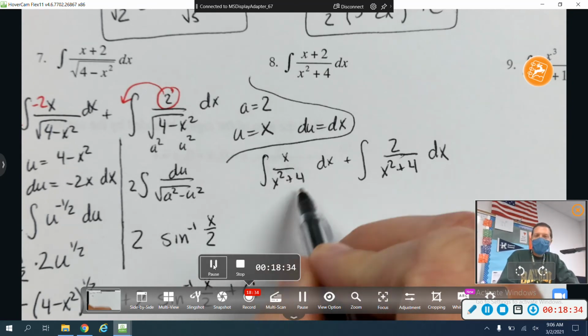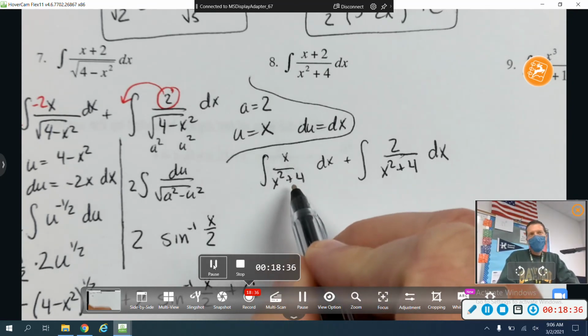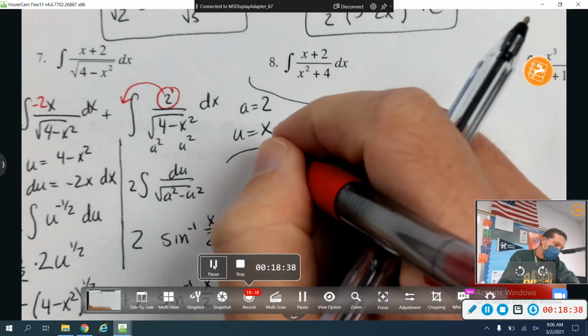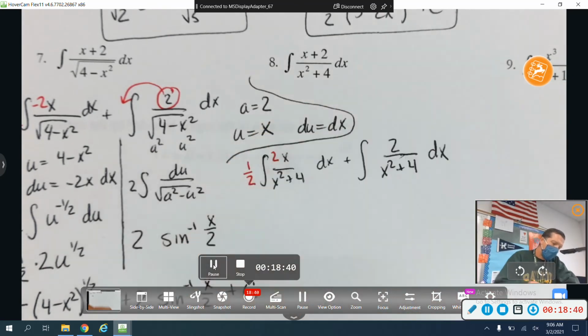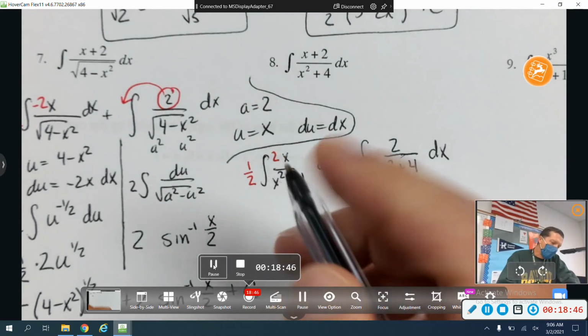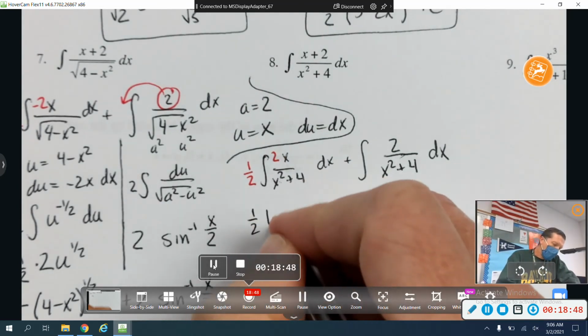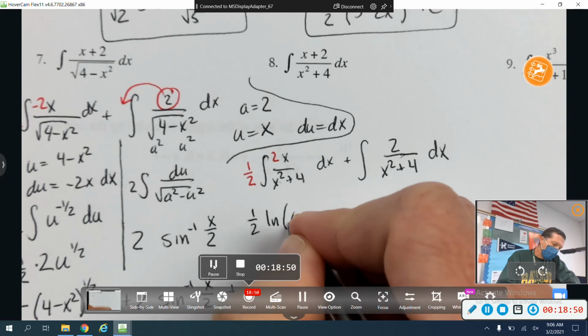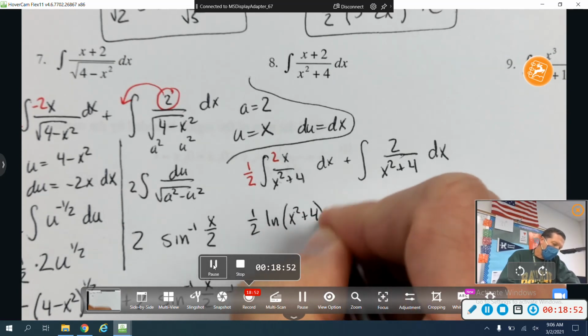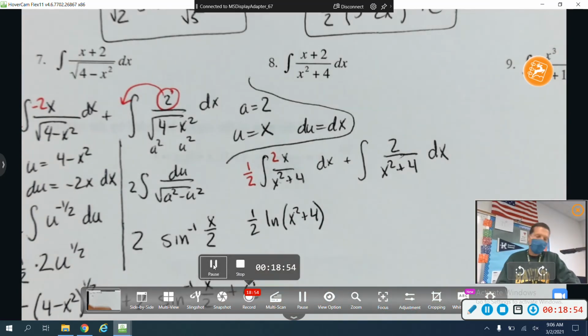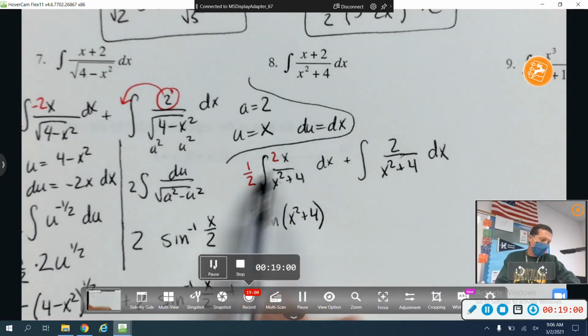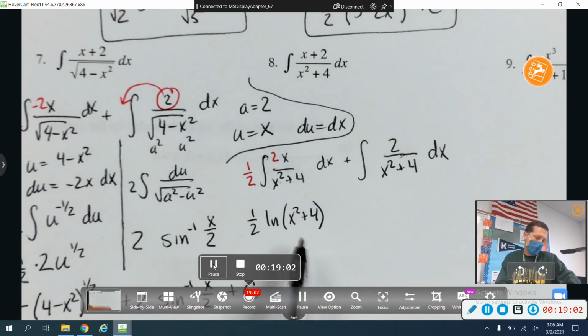I know u is going to be x squared plus 4. That means du would be 2x. I'm kind of u substituting on the fly on this one, in my head. So that's going to be du over u. So I know this one's going to be natural log of x squared plus 4. In fact, that's not too bad to check, because it would be 1 over x squared plus 4 times 2x, and then the 1/2 would cancel that. So I feel good about that one.